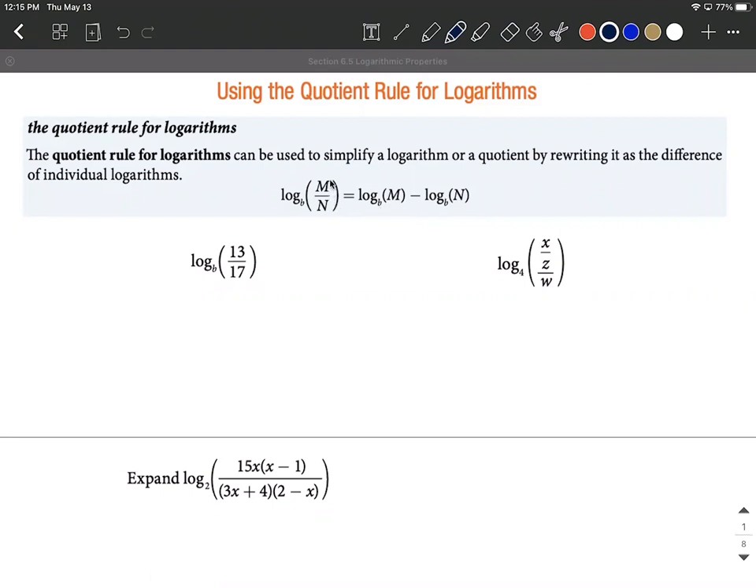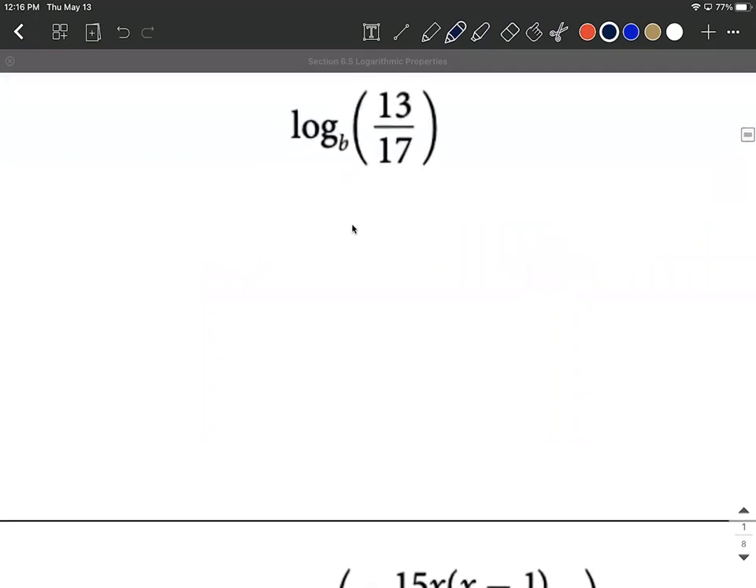As you're going to notice on this, whatever comes from the numerator goes inside its own logarithm. That's going to be positive in front of this logarithm. Whatever goes in from the denominator gets its own logarithm. That's going to be negative in front of the logarithm. So let's expand a few of these out. We've got four quick examples.